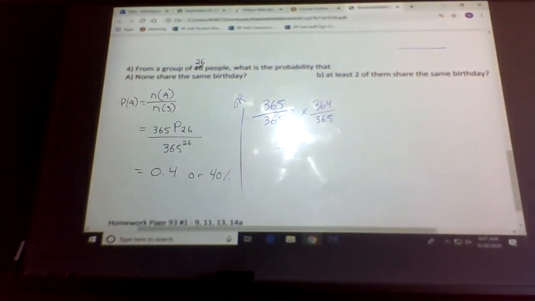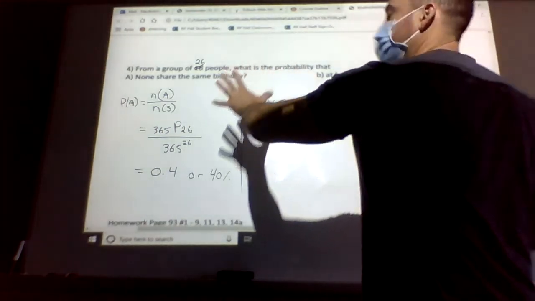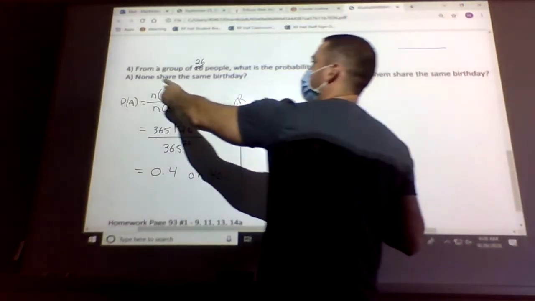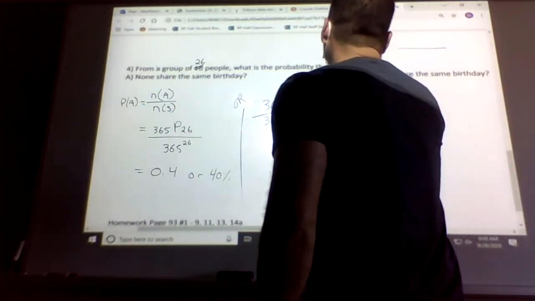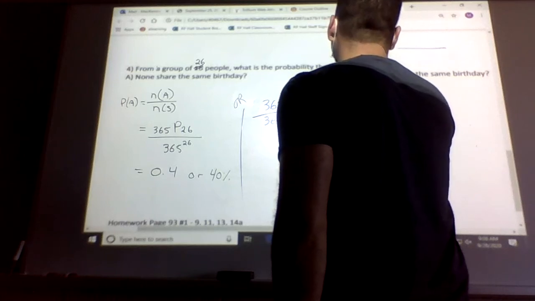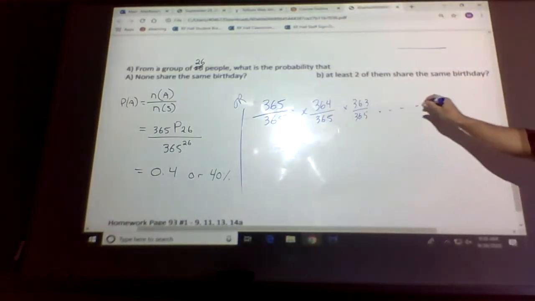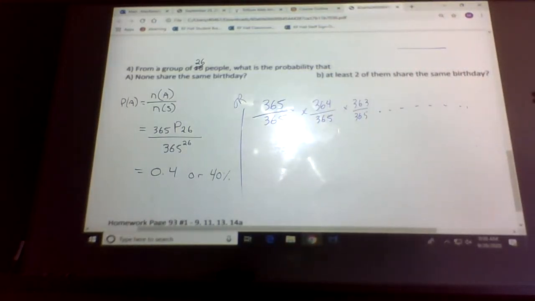So Logan picked, Jake picked, now Kate. You can pick your own birthday. How many options do you have? These two are gone. She can't pick the same one because we want all different. So then she's at 363 out of 365. This keeps going.